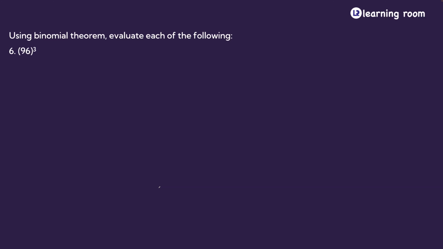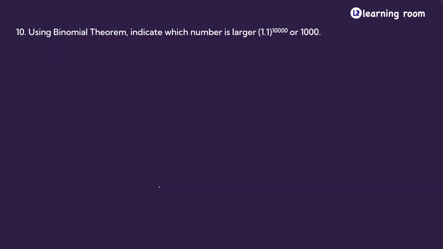(100 minus 4) the whole cube. 102 power 5: (100 plus 2) the whole power 5. 101 power 4: (100 plus 1) the whole power 4. 99 power 5: (100 minus 1) the whole power 5. That also you can solve. So I'll start doing it from here.